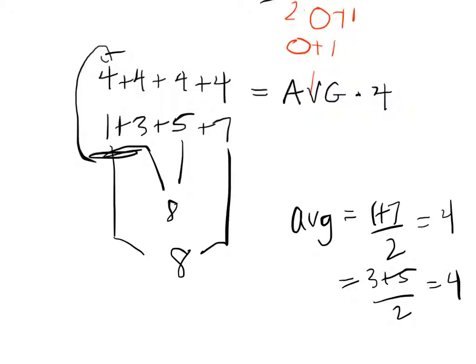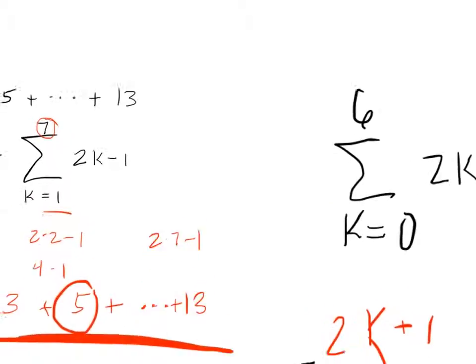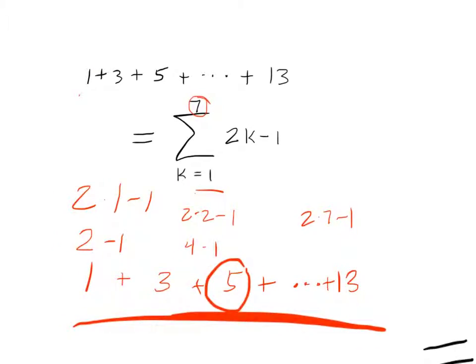Now, if I have an average of 4, and I have 4 numbers, what's the total? 16. So now let's go back to this situation. What's the average? You can't tell me the average of the numbers in this list is 14. Not a single number is bigger than 14. It's not 14, it's 14 over 2. So 7. 1 plus 13 over 2. The average is 7.